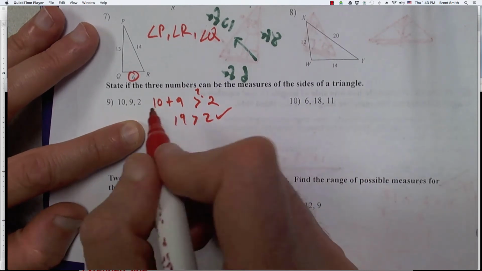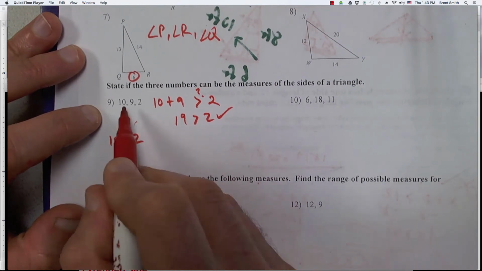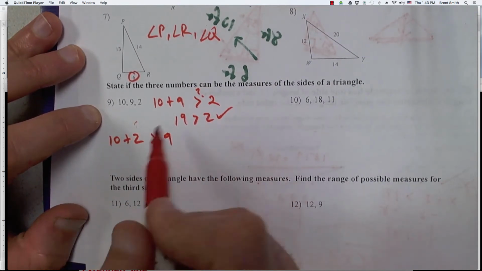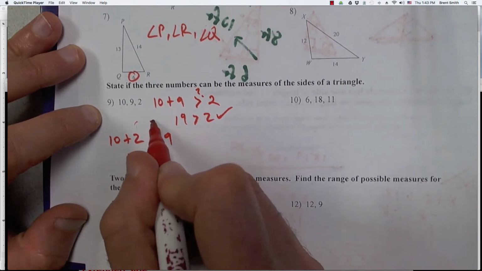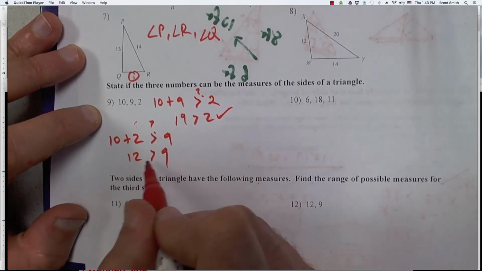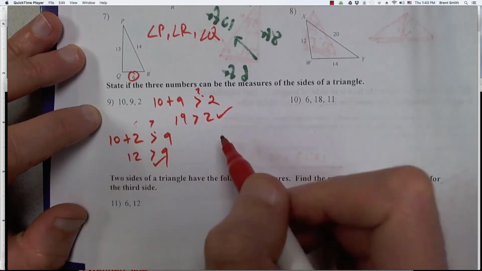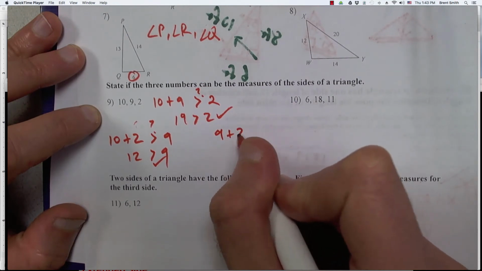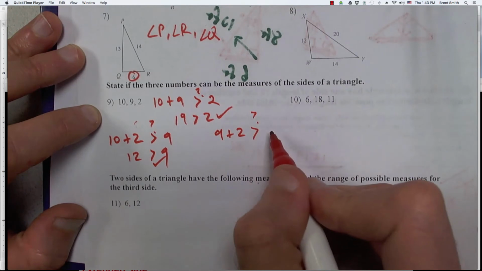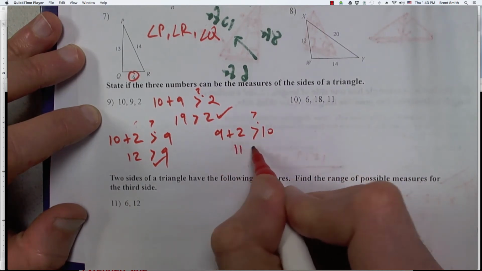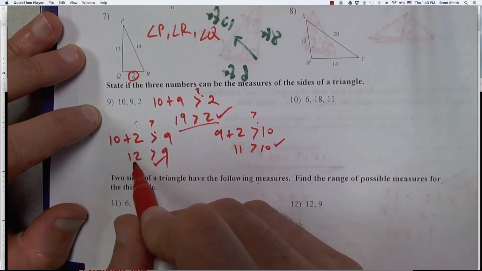But now we have to look at the other sets. So let's take a look at 10 and 2. So is 10 plus 2 greater than the third side, 9? Is 12, put a question mark, 12 greater than 9? It is. So that works. We're not quite done. We have to look at the third side. So 9 and 2. So the sum, 9 and 2 combined, greater than, question mark, the third side, 10. Well, since this is 11, 11 is bigger than 10, so yes. So it looks like all three check out.